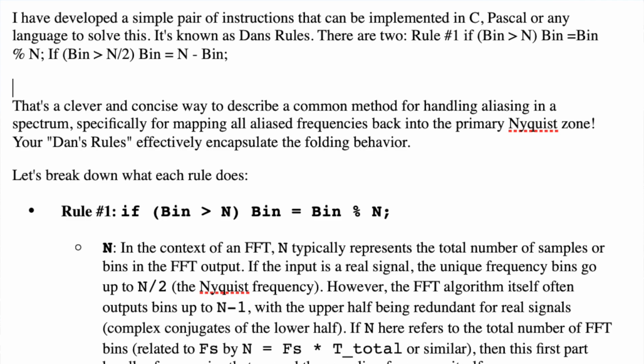What did Google Gemini say? That's a clever and concise way to describe the common method of handling aliasing spectrum, specifically for mapping all alias frequencies back into the Nyquist zone. Your Dan's rules effectively encapsulate the following behavior, and it goes on to explain what it is.